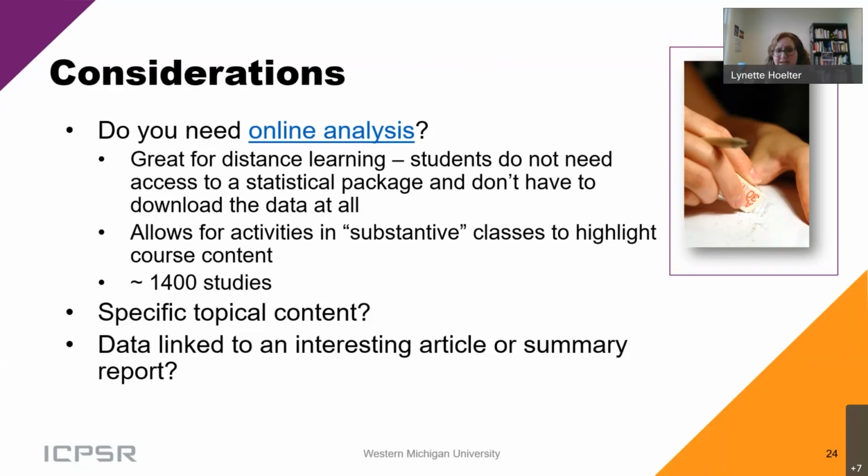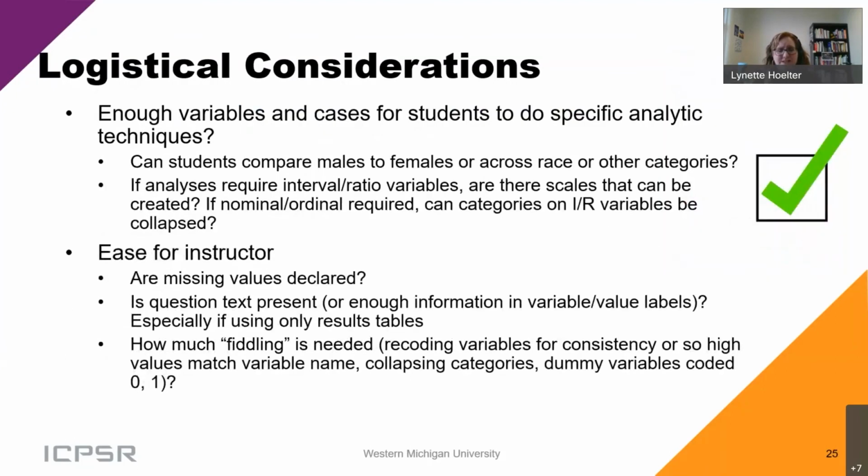Are you looking for data that are linked to a particularly interesting article or summary report? If you're just introducing students to working with data, having a summary report for them to read is a good bridge between not thinking about data at all and then reading a journal article. So the summary reports tend to be in a little bit less jargon, and they tend to use basic descriptive statistics, things that are all easier for students to grasp hold of. And then for me, the logistical considerations are really big if I'm going to use the data in class.